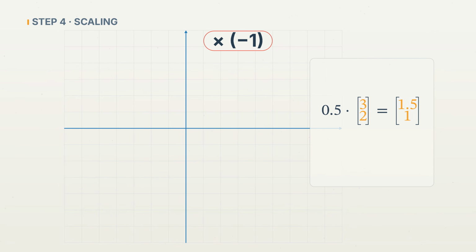And a negative scalar, look at this. Minus V flips you around. 3 left, 2 down. Opposite direction, same length.